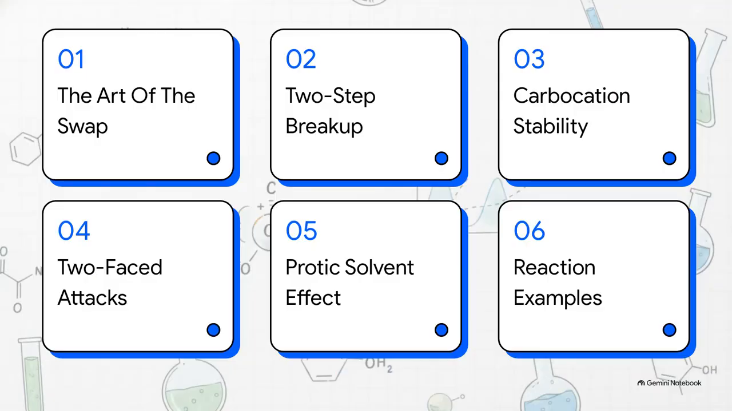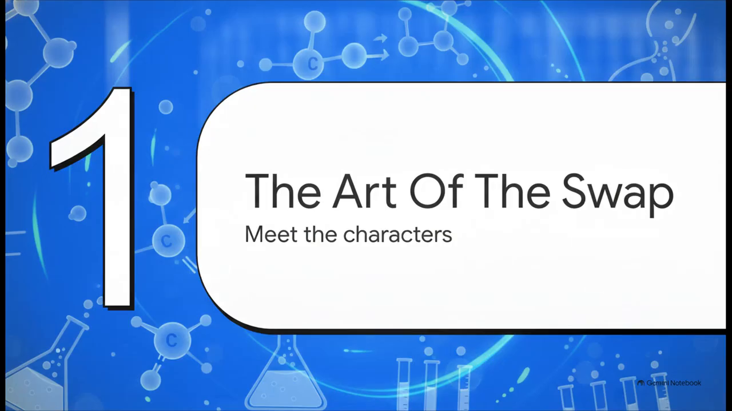Here's our lab syllabus for today's explainer. We'll be looking at the art of the swap, the two-step breakup, carbocation stability, two-phased attacks, the protic solvent effect, and finally, some reaction examples. All right, Section 1, the art of the swap.